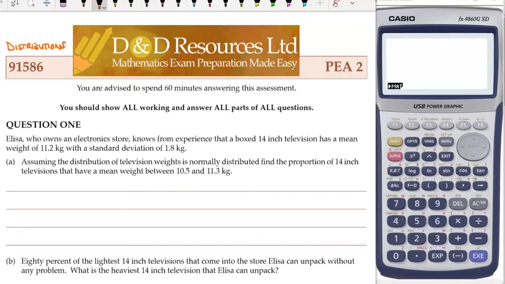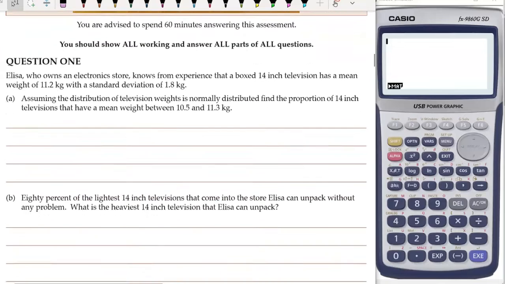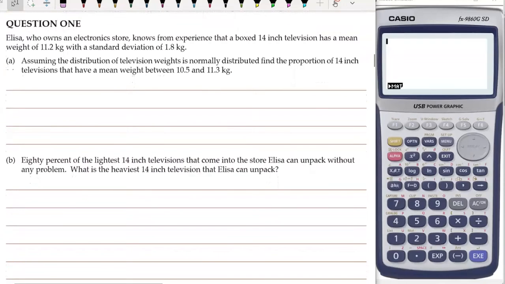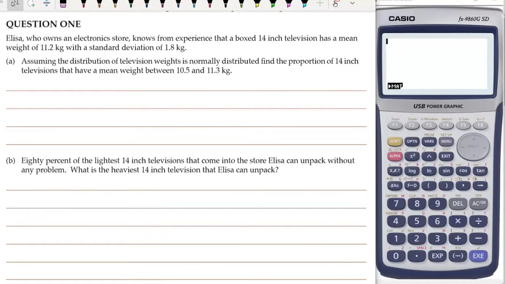Before we get stuck in, it's important to note that I do use the graphics calculator throughout on this one rather than the formula sheet and tables. You are assumed to have a graphics calculator for this external, and it makes it much easier to do these calculations and a lot less time consuming. So these solutions are entirely using the calculator.